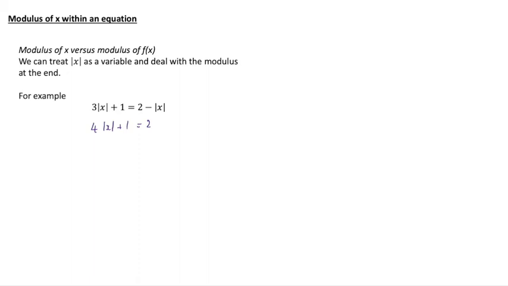So we just add mod x to both sides, giving us 4 mod x plus 1 equals 2. We can then take away 1, so 4 mod x is 1, and therefore mod x is a quarter by dividing by 4. That means that x itself is either a quarter or minus a quarter.